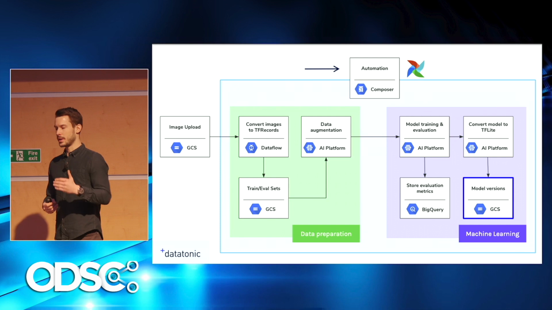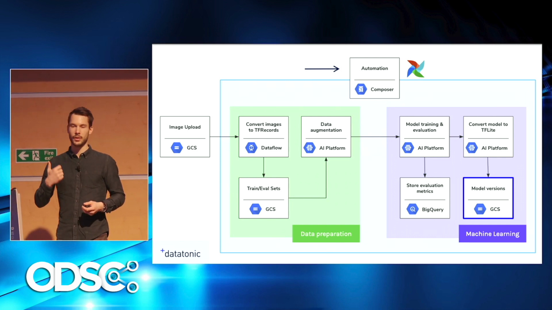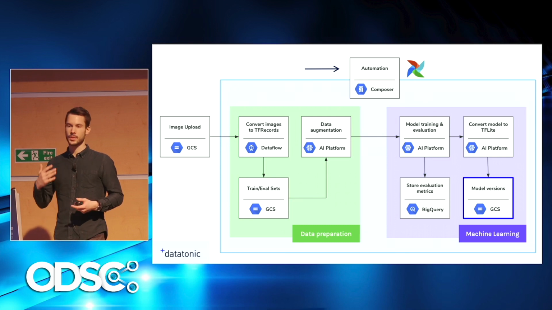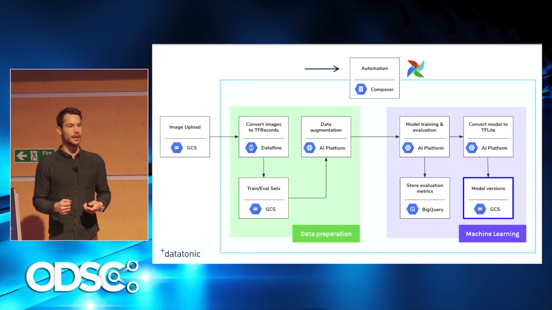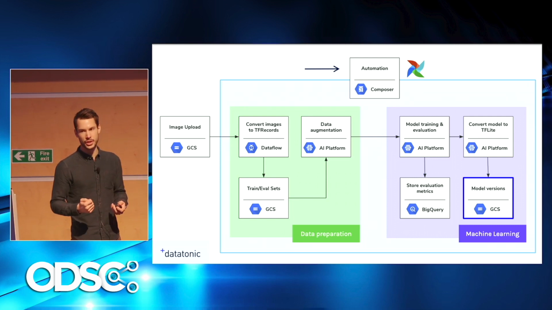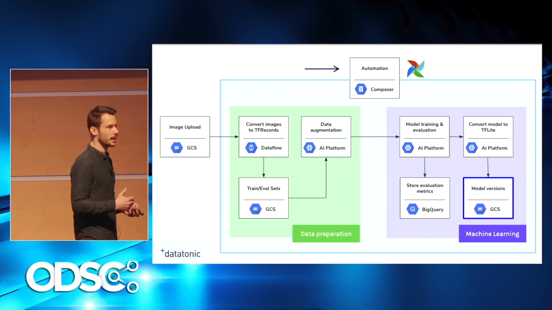But now Airflow will orchestrate this whole pipeline step by step. So conversion to TFRecords in Dataflow, export to Google Cloud Storage, data augmentation in TensorFlow, followed by training. And then again, it will execute the evaluation in AI Platform. And it will log the entries into BigQuery. And then Airflow will go again.